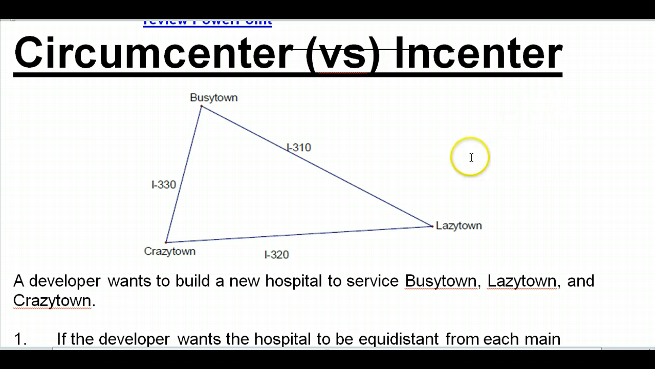I'll give you a hint. One of them has the special property that it's equidistant from the sides. One of them has the special property that it's equidistant from the vertices. Raise your hand if you know which is which right now. Raise your hand if you know which one is equidistant from the vertices, say.